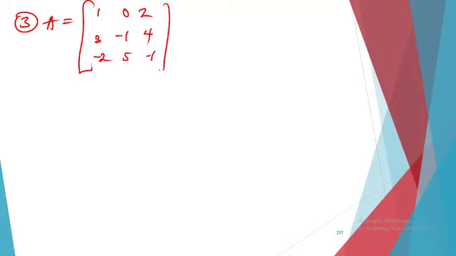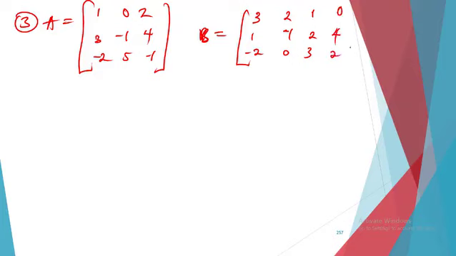If you are given A to be equal to [1, 0, 2; 3, minus 1, 4; minus 2, 5, minus 1], and we have B to be equal to [3, 1, minus 2, 2; minus 1, 0, 1, 2; 3, 0, 4, 2], and we are asked to find AB. Find AB. Okay, let us start.